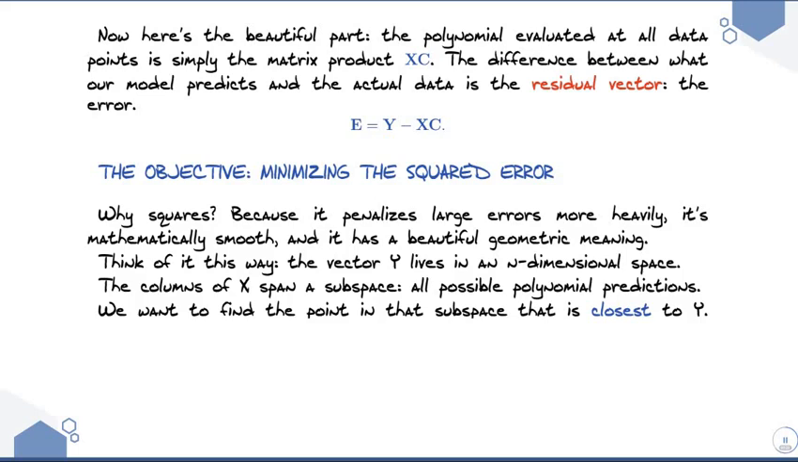Think of it this way, the vector y lives in an n-dimensional space. The columns of X span a subspace, all possible polynomial predictions. We want to find the point in that subspace that is closest to y. That's an orthogonal projection.